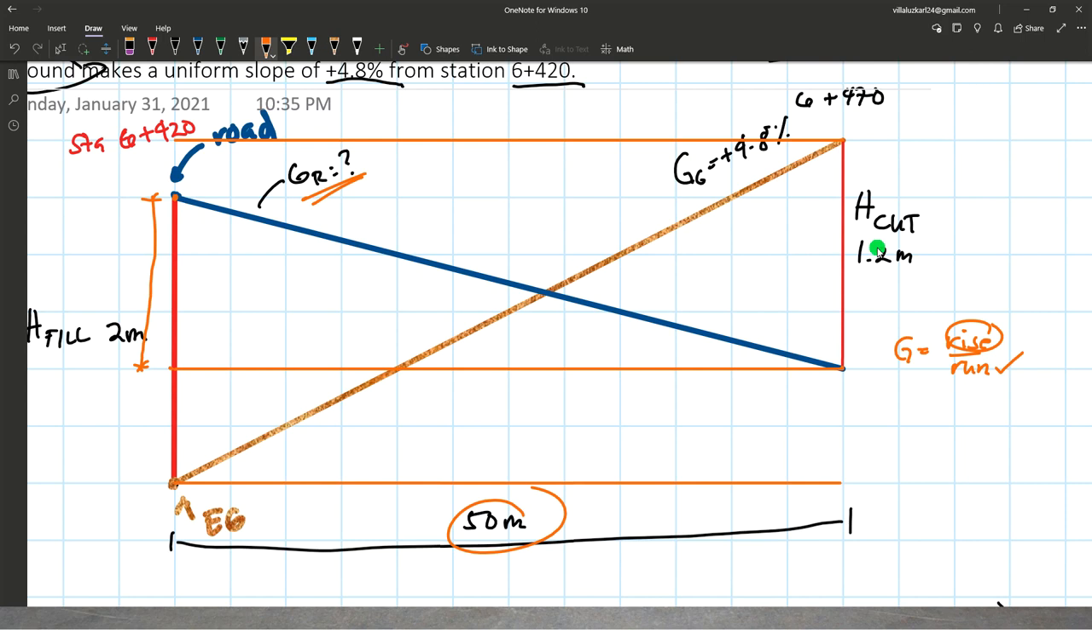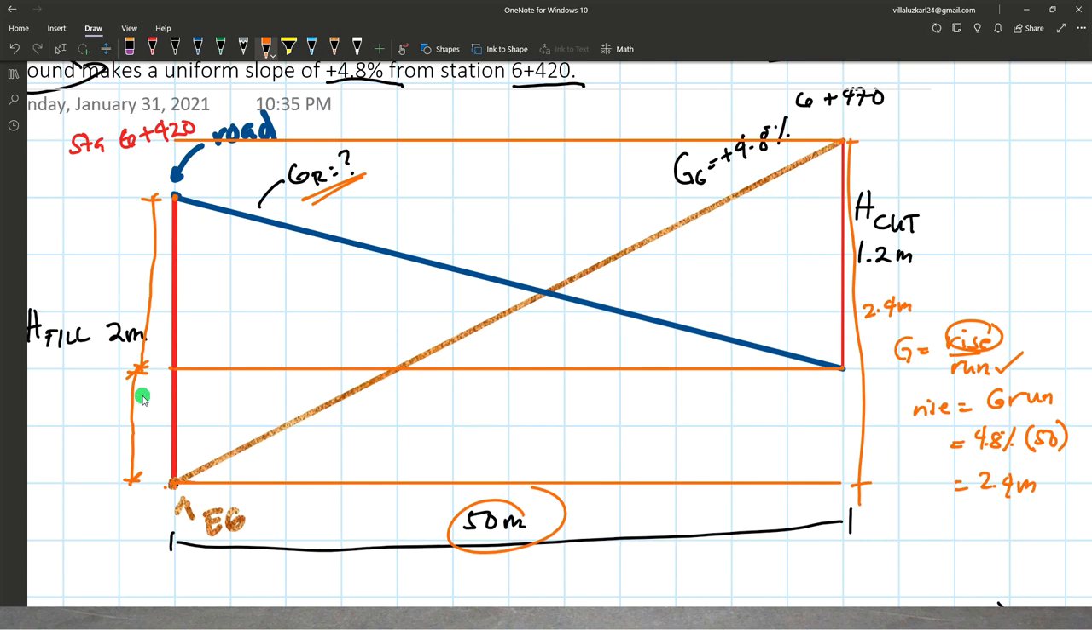So we can determine this dimension here because we don't have yet the equivalent values here, this vertical distance. So how can we determine this vertical distance? First, we determine the vertical distance of the ground surface from the starting station to the end station. So applying rise over run, if we want to determine the rise, that is equal to the grade times the horizontal distance. So the grade is 4.8%. We multiply that by 50. So 4.8% times 50, that's 2.4 meters. So this vertical distance here is 2.4 meters.